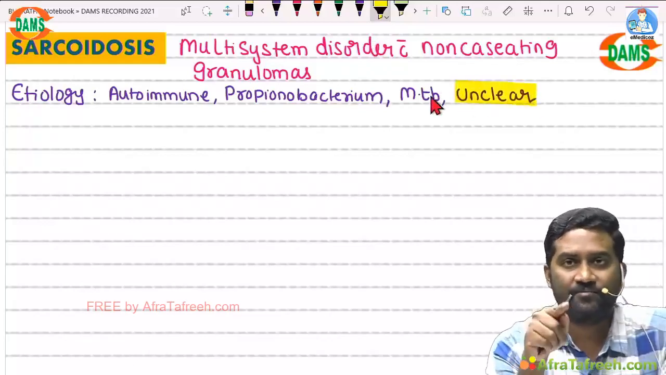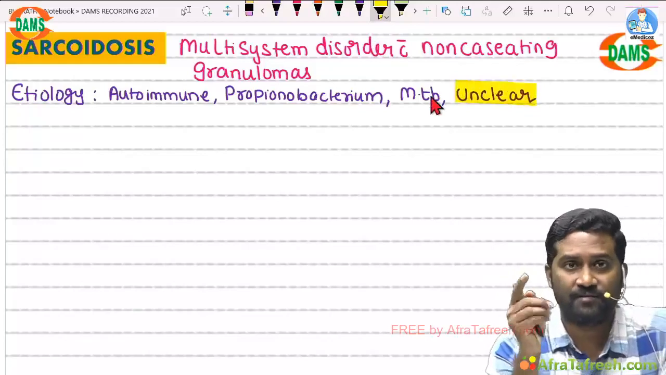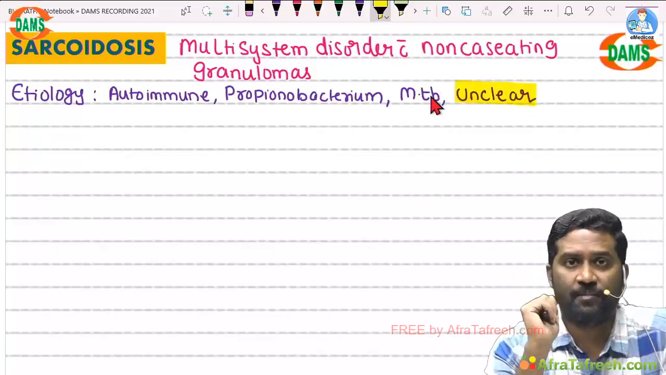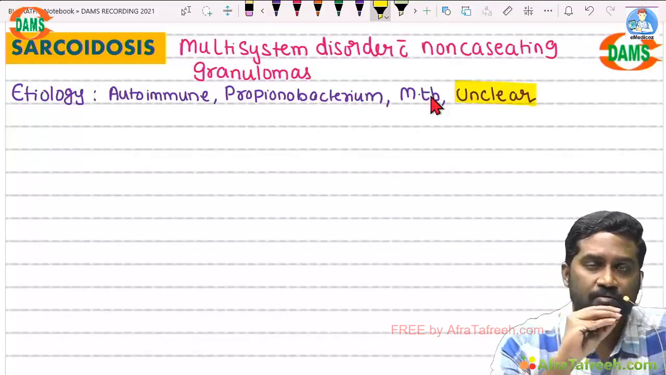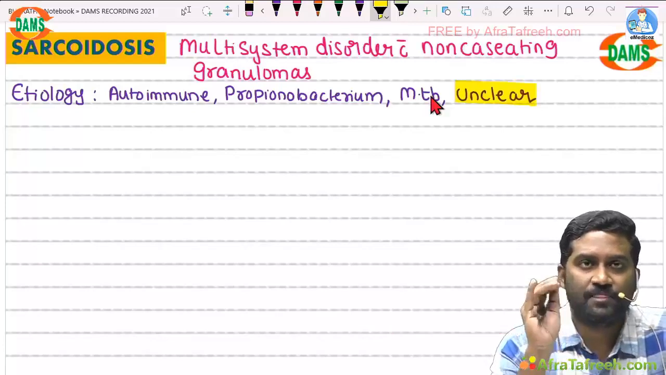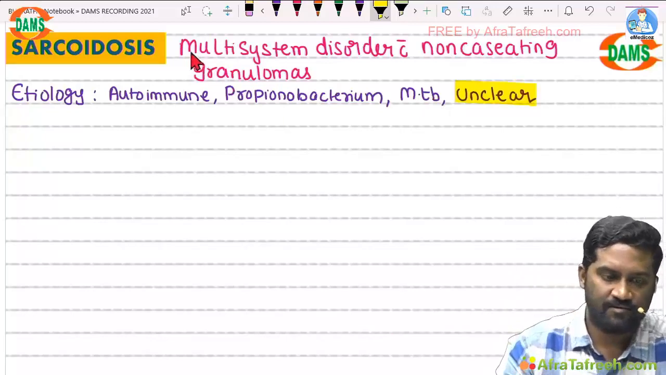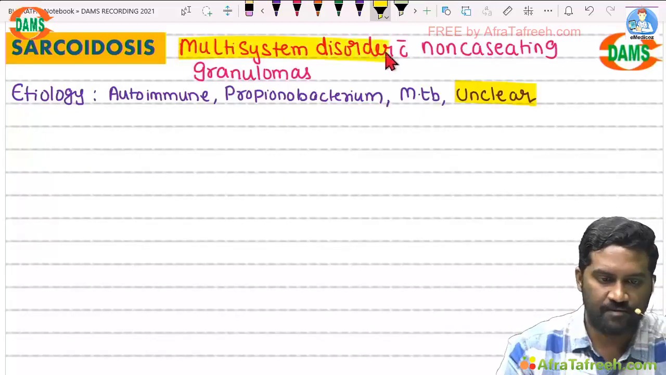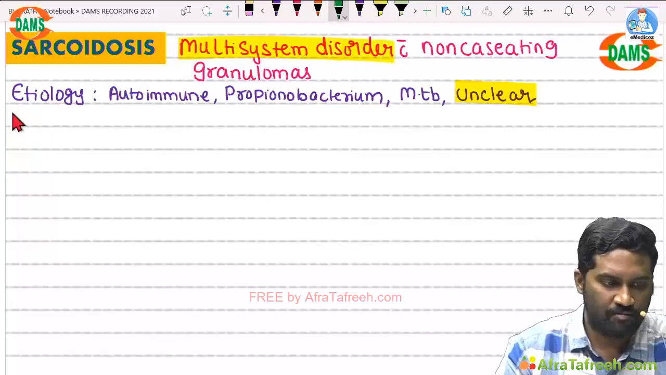If you cannot convince people, at least confuse them. This is the thing happening with sarcoidosis. Nobody knows the exact etiology. Each and every country has a different theory. We have discussed it as a multi-system disorder. Now, what is the most common system involvement?